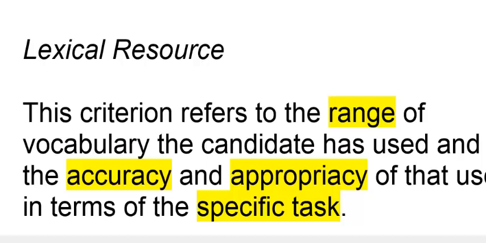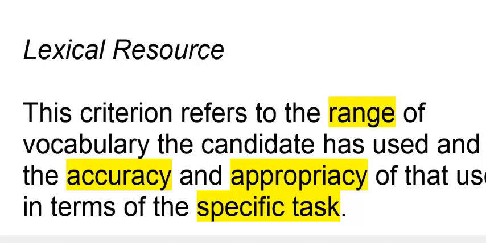The next keyword is accuracy, and what this refers to is spelling and word formation. For example, are you using a verb when you need a verb, a noun when you need a noun, an adverb when you need an adverb? Appropriacy is referring to your choice of words, but it's also in relation to the specific task.